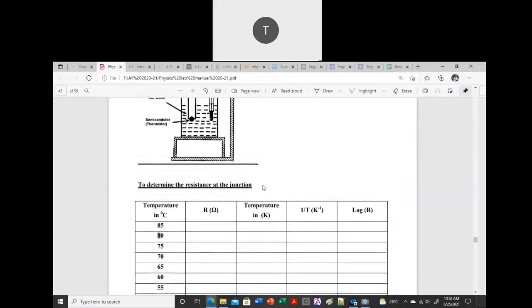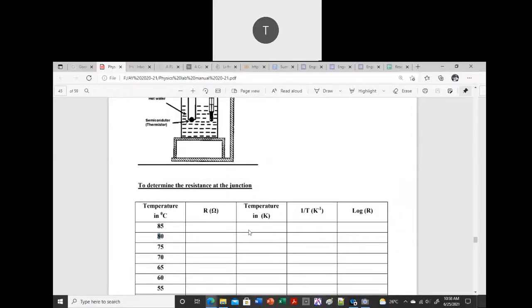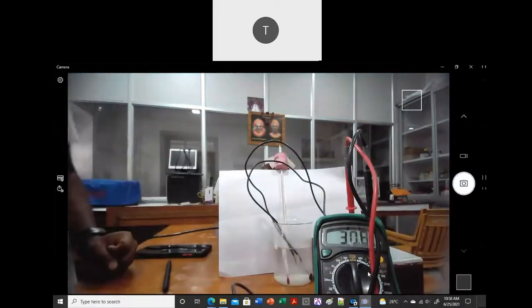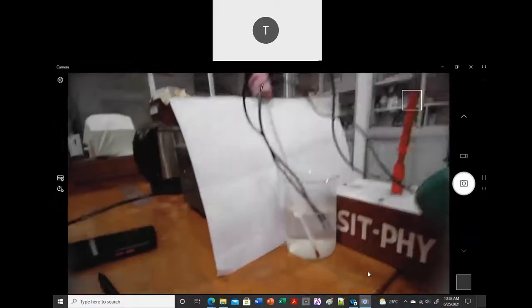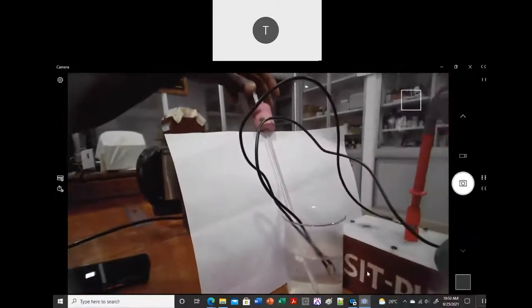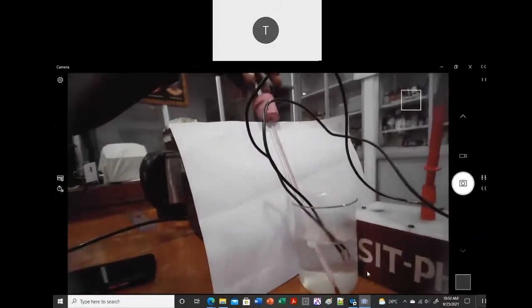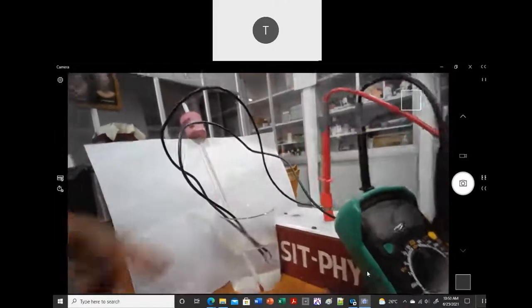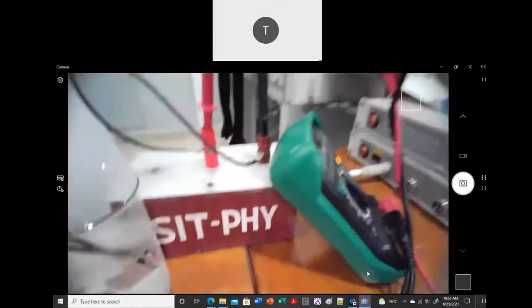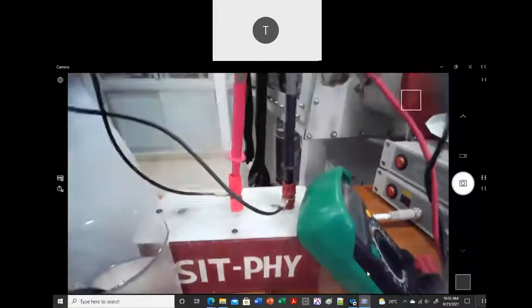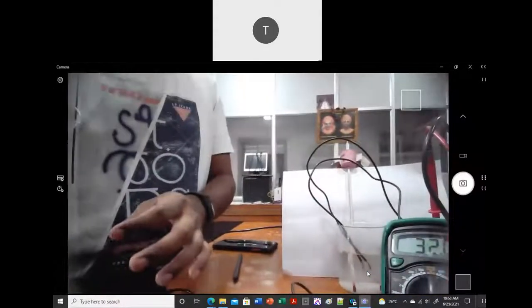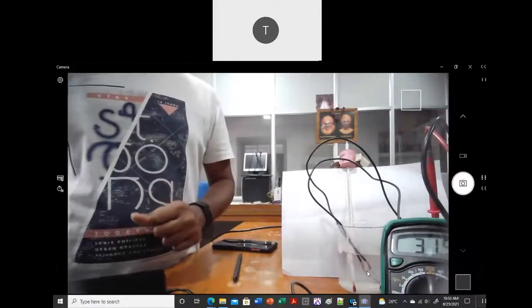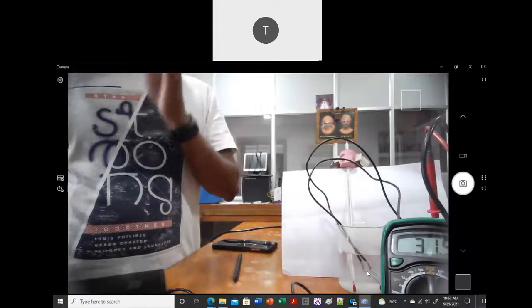So this is the setup. It is a very simple setup, so you don't have much to do. You take your thermistor, put it inside your beaker, and also put your thermometer inside the same beaker, and then you connect this thermistor to your multimeter with the help of the junction box. Then you keep on recording the resistance at different temperatures.